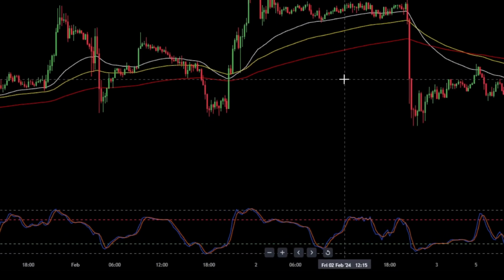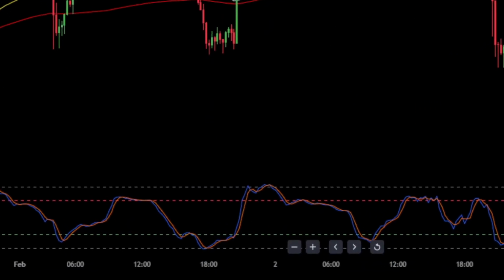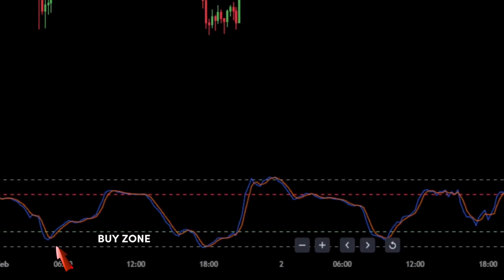This stochastic indicator will be used to guide entry points in the market. If the stochastic signal line enters the level 6 to 24 area, this means the stochastic signal line has entered the buy zone. You can wait until the stochastic signal line crosses back above level 25 before placing a buy entry. Make sure that during this process, the stochastic signal line does not fall below level 5. If it does, the buy signal is invalid.